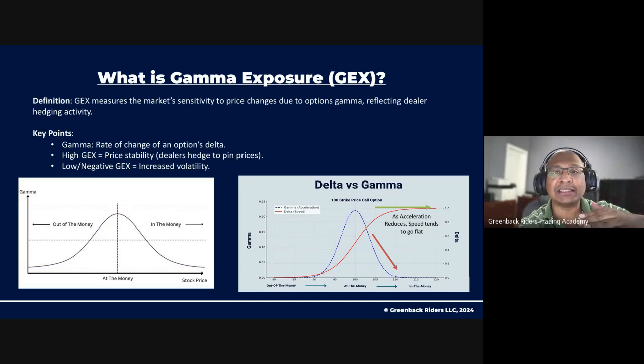Because as soon as the market moves above that 6,300 level, your broker or the market maker also needs to buy.